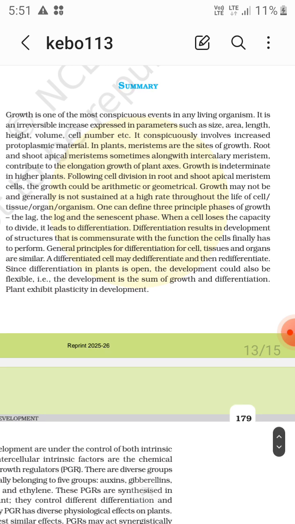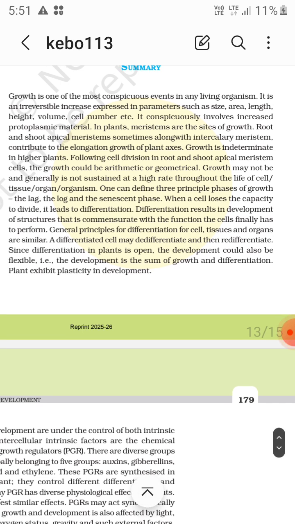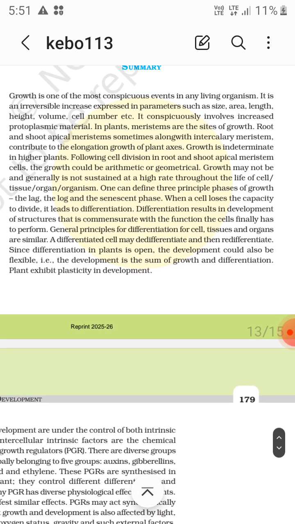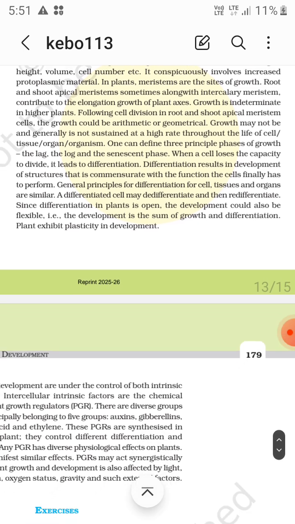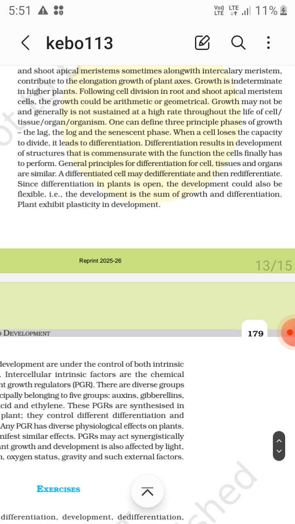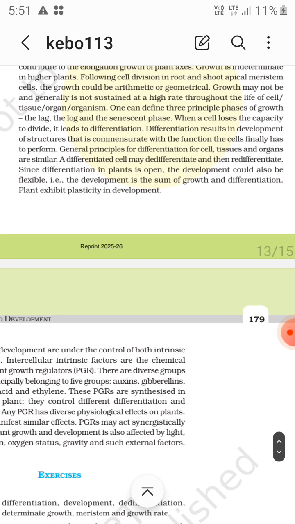Differentiation in plants is open. They can be de-differentiated, they can be redifferentiated. So it is open, it is kind of flexible. The development could also be flexible. Development is the sum of growth and differentiation. Plants exhibit plasticity in development.